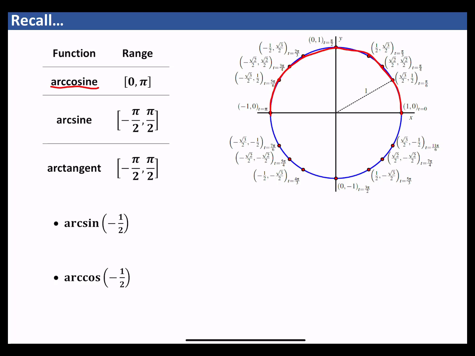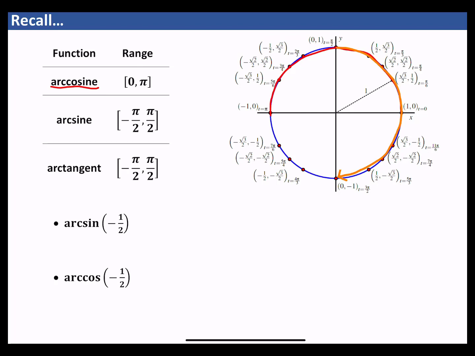The range of the arc sine and arc tangent functions is negative pi over 2 to pi over 2 inclusive, which means any time we use a computational device to evaluate the arc sine or arc tangent functions, the outputs will be angles in quadrant 1 or quadrant 4, where the angles in quadrant 4 are represented as angles traveling clockwise around the unit circle.